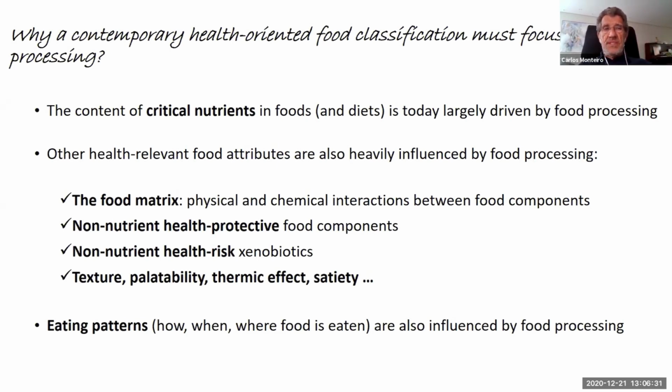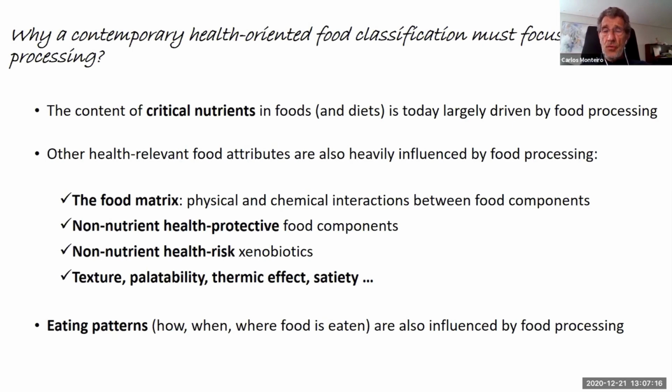But a second important reason is that it's not only nutrients in a food that influence health. There are other attributes, and these other attributes are also influenced by food processing today. For example, first, the food matrix. By food matrix, I mean the physical and chemical interactions between food components. And these interactions, modern nutrition science has shown, are very important to explain health and disease. And of course, food matrix can be affected by food processing.